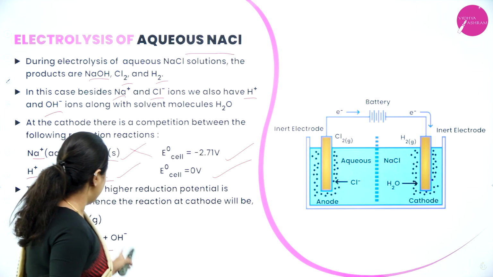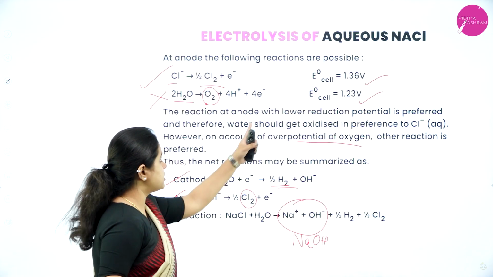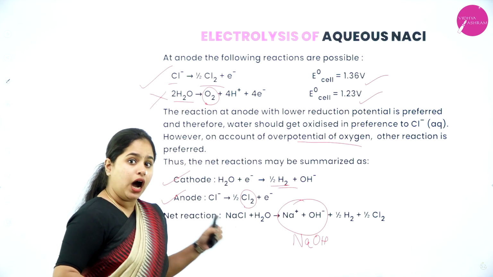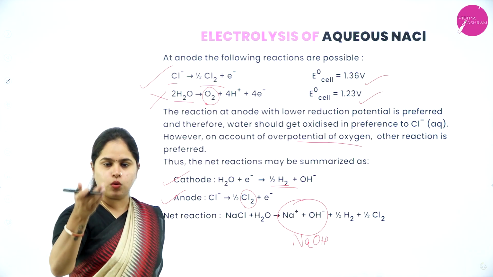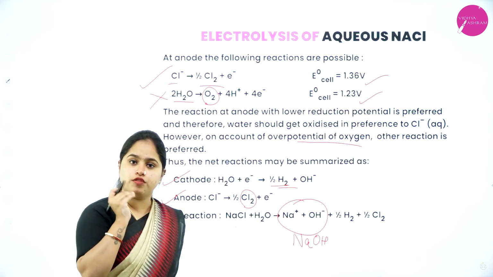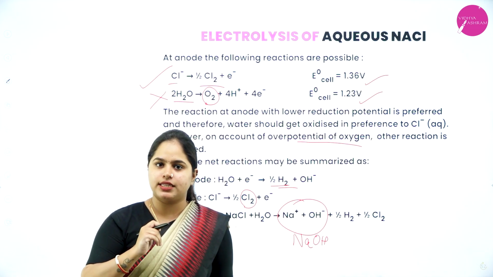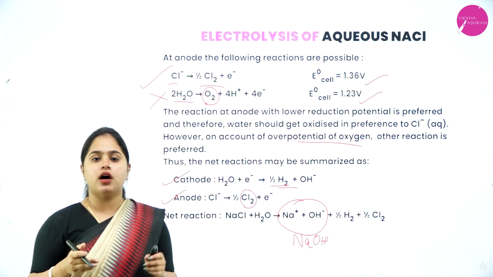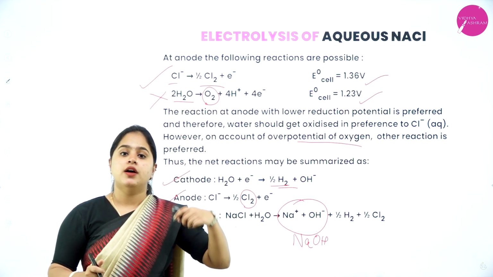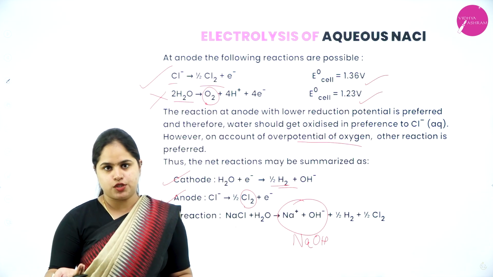So here we already studied that it is hydrogen gas which is liberated, and now in this reaction we understood it is chlorine gas. Apart from that, also Na plus and OH minus ions are there, right? So that together forms NaOH. So a total of 3 products are there: sodium hydroxide, chlorine gas and hydrogen gas are liberated. So I hope you are clear with the difference between the electrolysis of molten sodium chloride and aqueous sodium chloride.